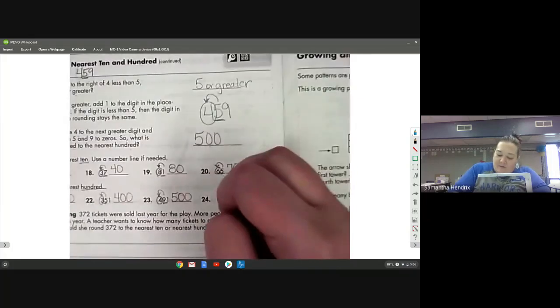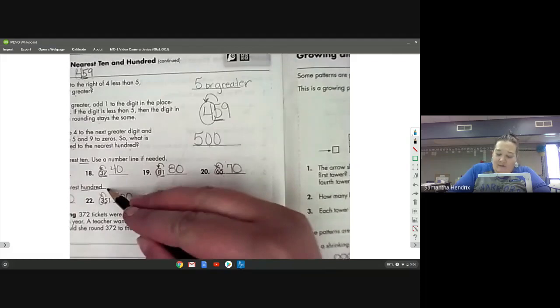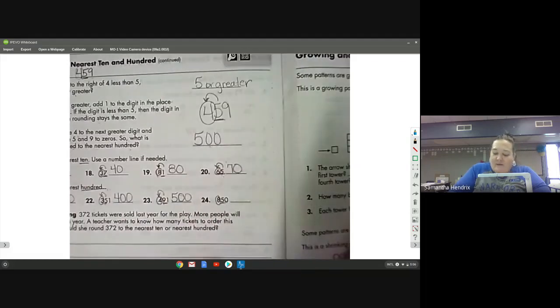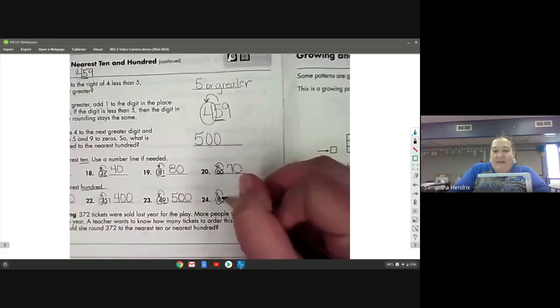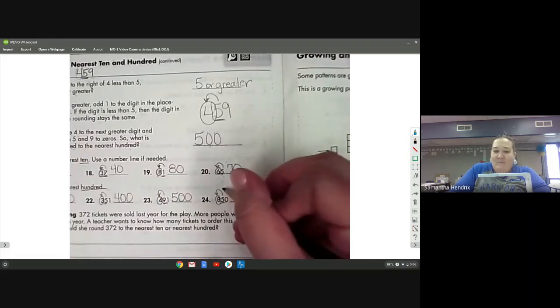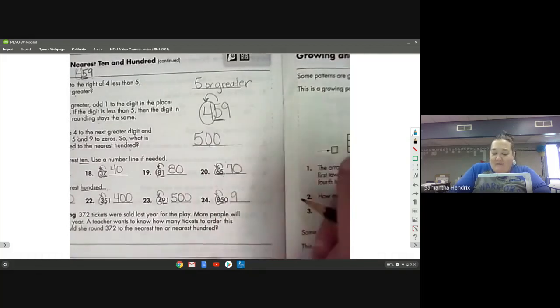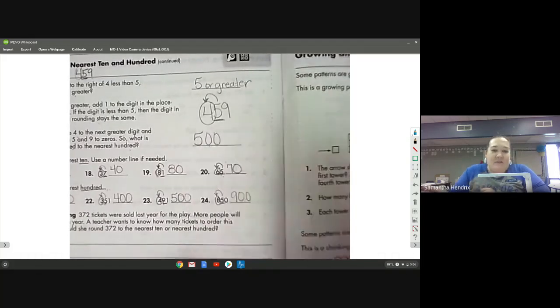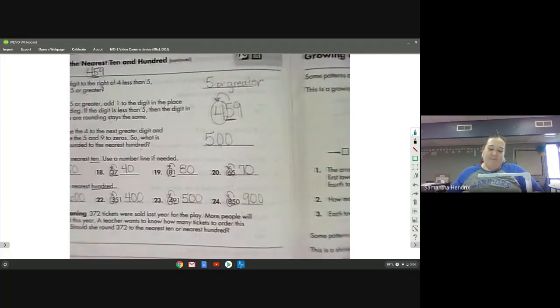Okay, 850. Circle the digit in the place we're rounding to, the 100 place. Underline the digit to the right. That 5 is going to tell that 8 what to do. 4 or less? Nope, it's 5 or more. So this 8 is going to become a 9. And then the 5 is going to run away with the 0 and leave a 0. Okay? Good job.